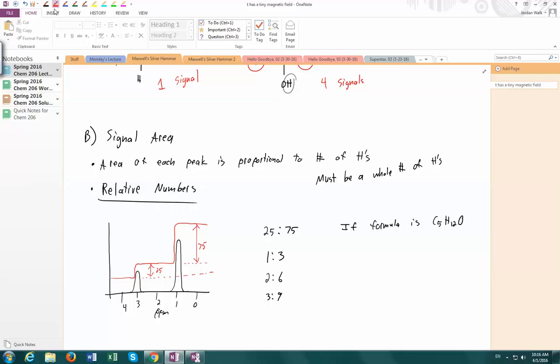How many protons are in our molecule? 12. And so which ratio adds up to 12? 3 to 9. And so what that tells us is that the first peak is representing 3 protons, and the second peak is representing 9 protons.